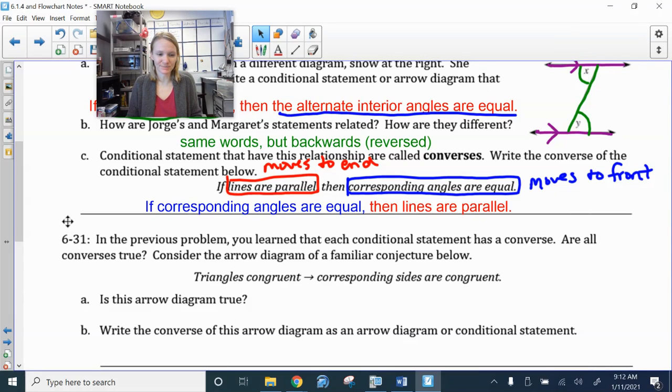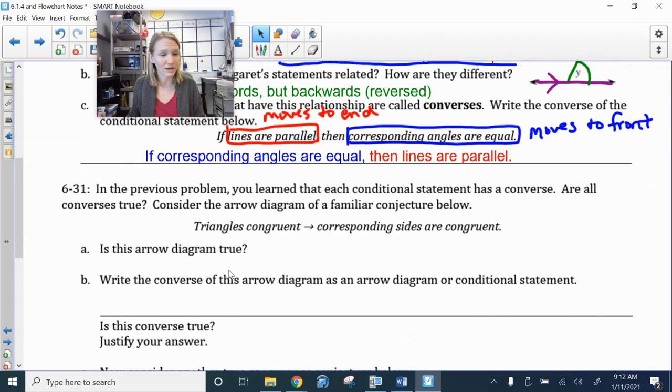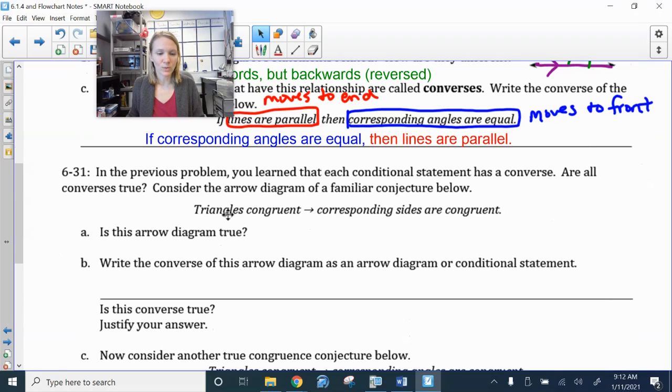So I've got a couple more of these, just trying to see how they look. It says in the previous problem, you learned that each conditional statement has a converse. Are all converses true? Consider the arrow diagram of a familiar conjecture below. So we know triangles congruent, arrow. So basically it says if triangles are congruent, then the corresponding sides are congruent. So if the triangles are equal, then all of the sides are equal. Is that true?